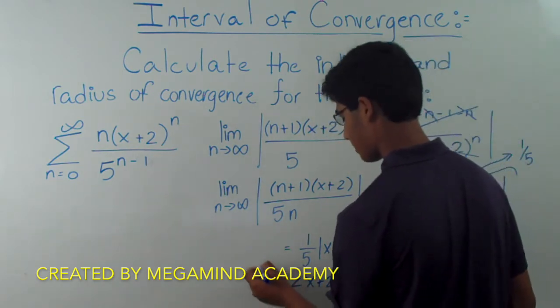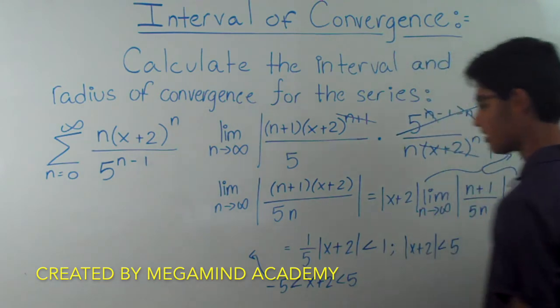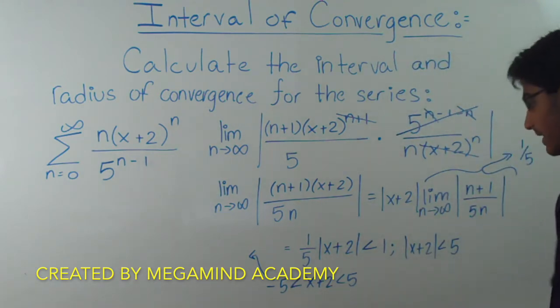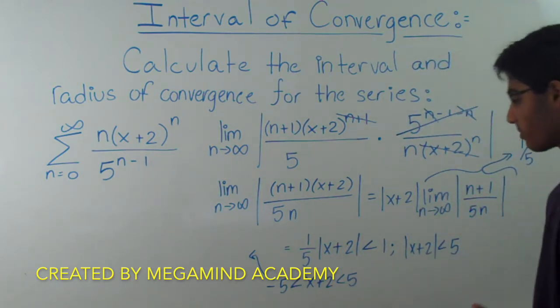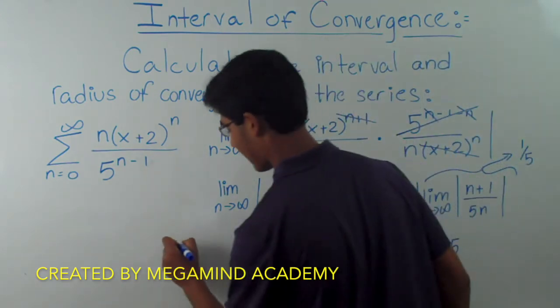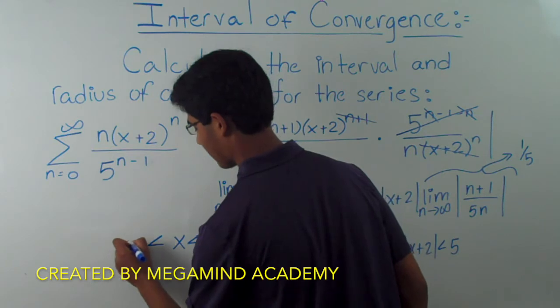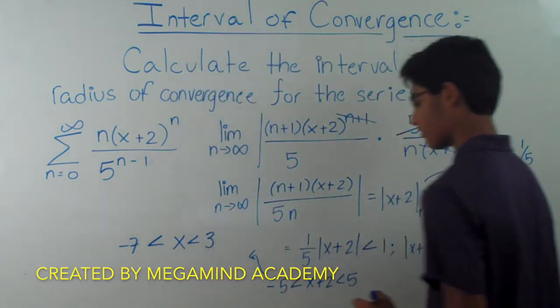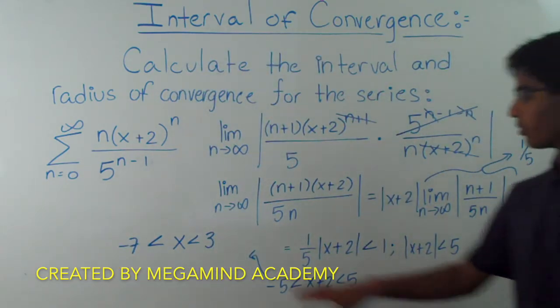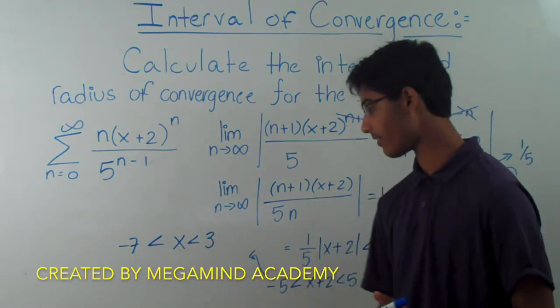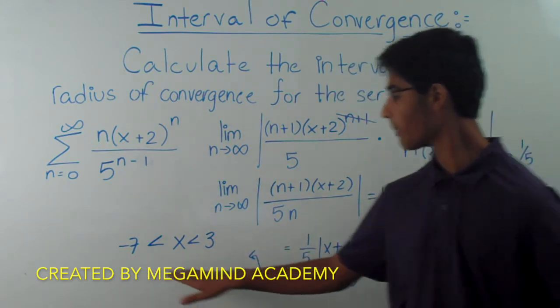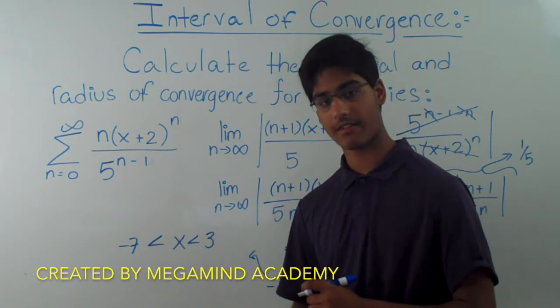And let's start moving this way. So now we just have to isolate for x. That means that we have to subtract 2 from both sides. So we get x is less than 3 but greater than negative 7. So we have a sort of interval here. We have x is less than 3 but greater than negative 7.